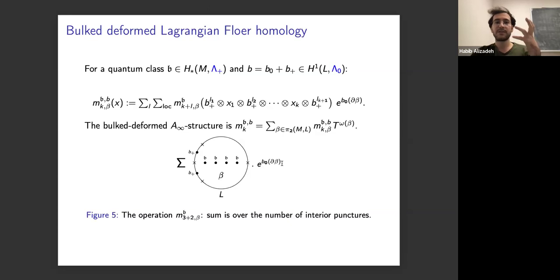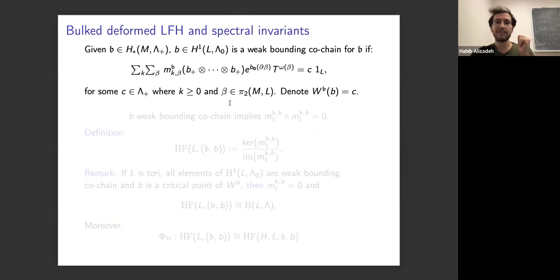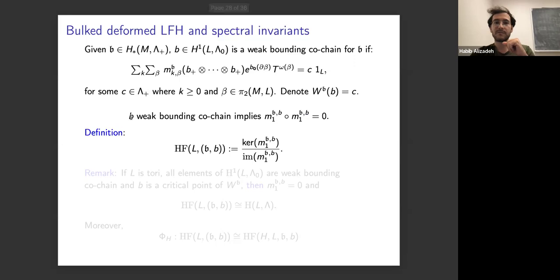So the general idea is that you just add some marked points, and this is how you perturb your A infinity operation. And what is good about this perturbation of the A infinity structure is that if you fix your bulk class in homology of M, a B will be called a weak bounding cochain if it satisfies this equation, which seems a bit scary. It's called the Maurer-Cartan equation, for some C in the Novikov ring, lambda plus. Then what happens is that if B is a weak bounding cochain, then this M1 operation actually squares to 0.